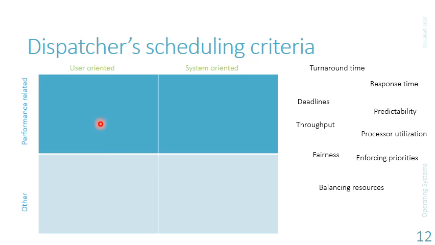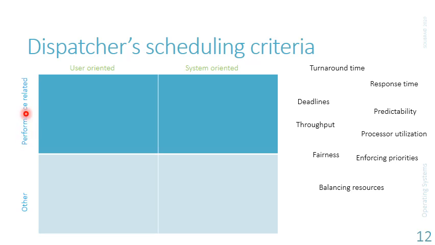So we have user-oriented and system-oriented, and then we have something related to performance and other. And systematically, by now you should know, especially those who are taking the CA as well. Every time I mention performance, mainly one thing should come to mind: performance is always related to time. So anything that has time in it should be related to performance.